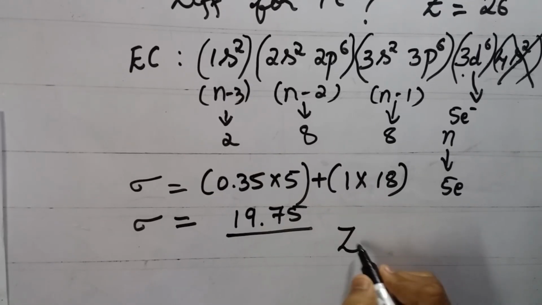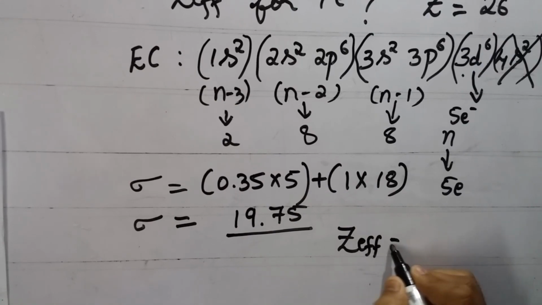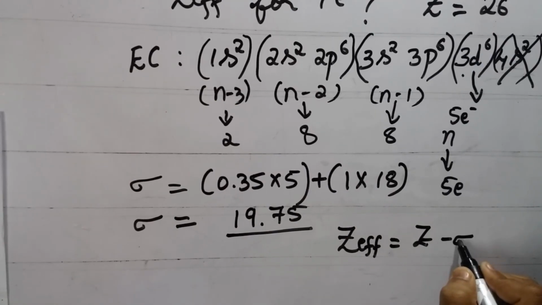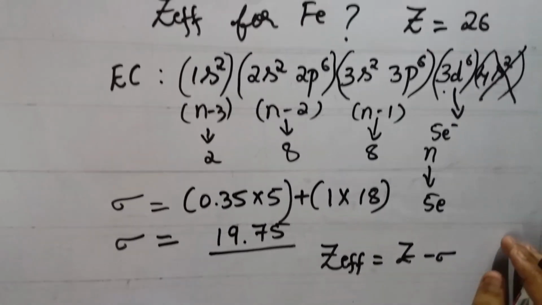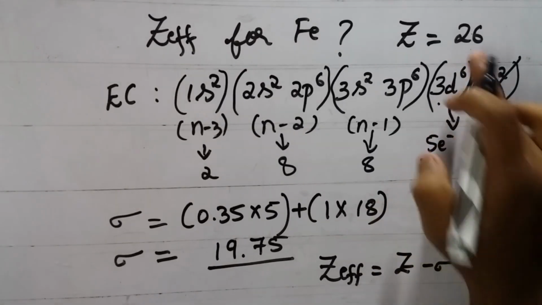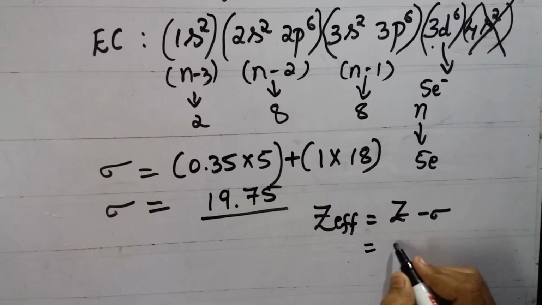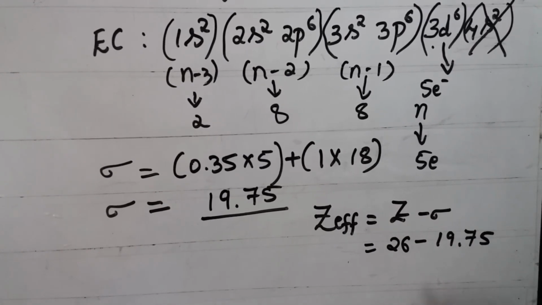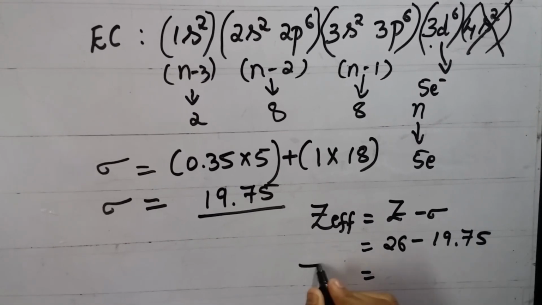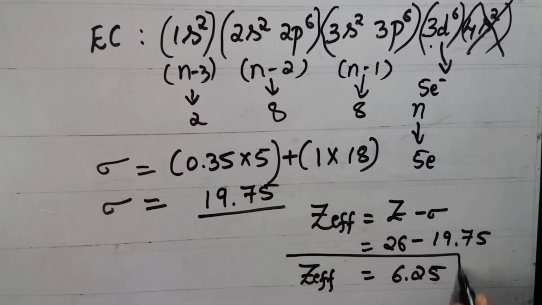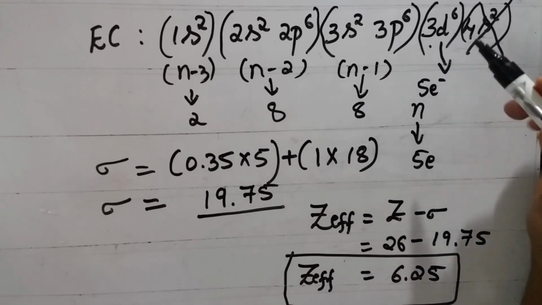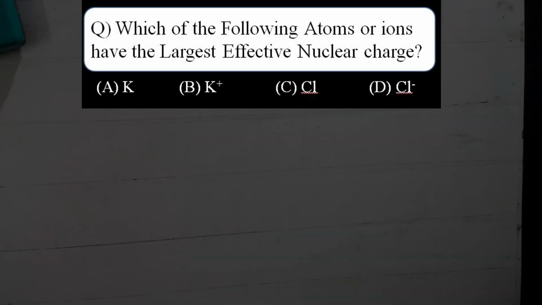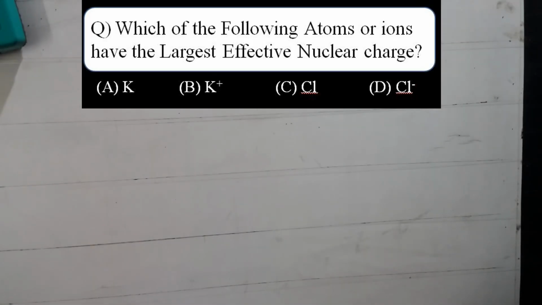Now Z effective equals Z minus sigma, where the value of Z is 26 minus 19.75. Therefore, the Z effective would be 6.25. This is the value of Z effective experienced by the 3d electron. So this is a question that is related to Z effective.